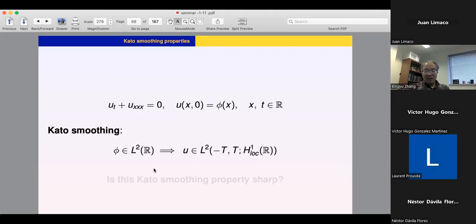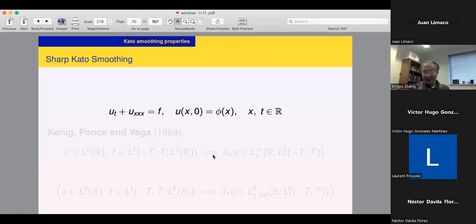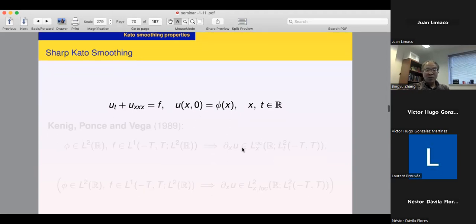Now for this one, if the initial data is in L2, then the solution U is in H1 locally. So it is one order smoother than the initial value, because m is 3, and 3 minus 1 is 2, divided by 2, that's 1. Now, next question: is this Kato smoothing property sharp? Can we do something better than that? The answer is yes, and we have something called sharp Kato smoothing.